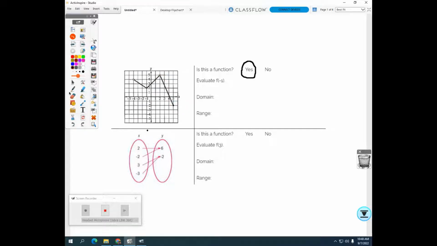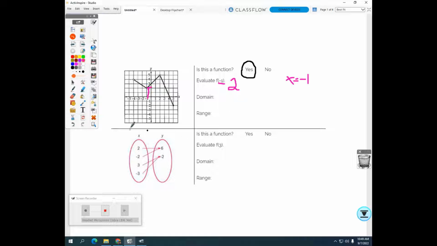Now it wants me to evaluate f of -1, which means x equals -1, and I'm looking for my output. So I'm going to go up to -1, and I'm going to go till I hit the graph, and my height is 2, therefore the answer is 2.